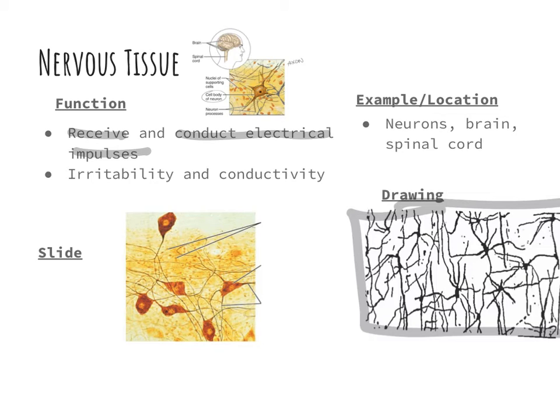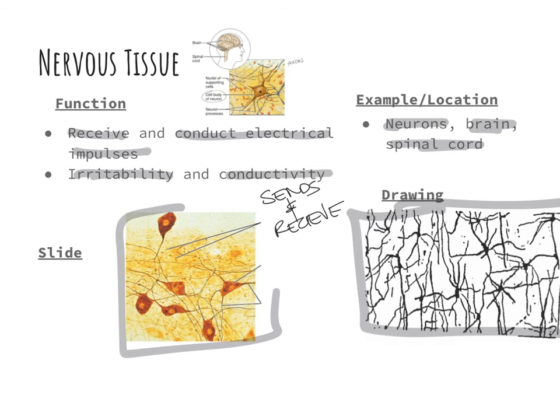So it has two special features. We say irritability and conductivity, which again is just saying that it can send and receive its own messages. And nervous tissue is located in 3 places: neurons all over your body, your brain, and your spinal cord. When you're looking at neurons under a microscope, it looks like that image that you see at the bottom there, almost like little spiders. Those are the neurons of the body.